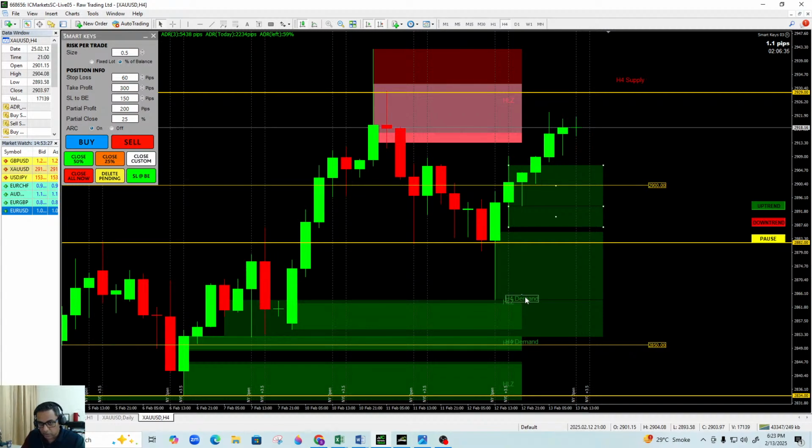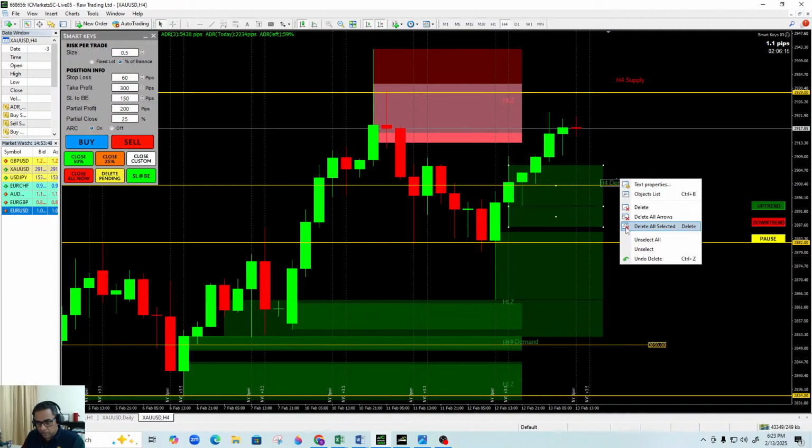Okay, so this is our closest 4-hour demand. Then there is a 4-hour demand zone there and a 4-hour demand zone here, right? You can consider this as a 1-hour demand zone, but that's a 4-hour demand zone because it's visible on the 4-hour. And down here is a 1-hour zone, and that's a 4-hour zone, right? It doesn't matter. It's demand. That's all that matters, that it's demand.